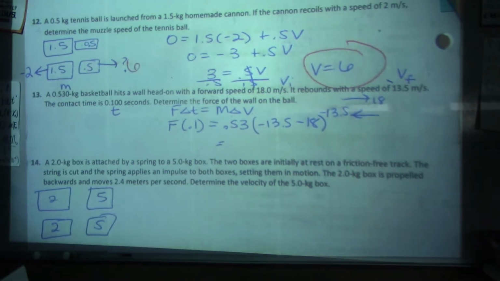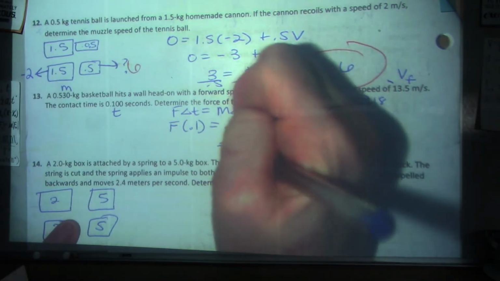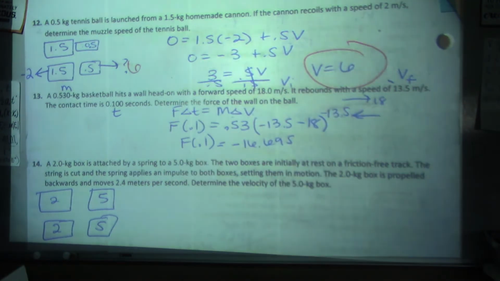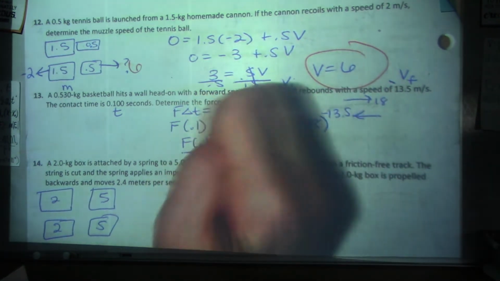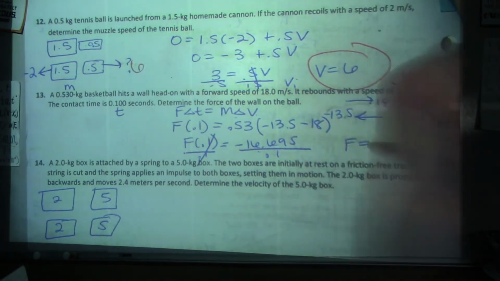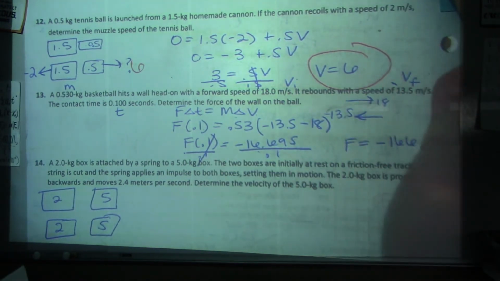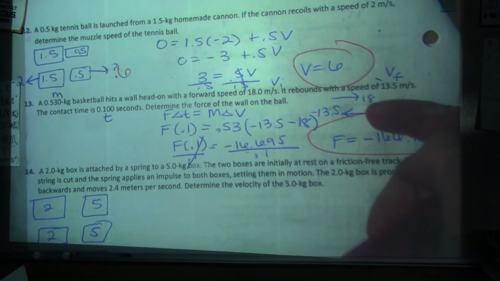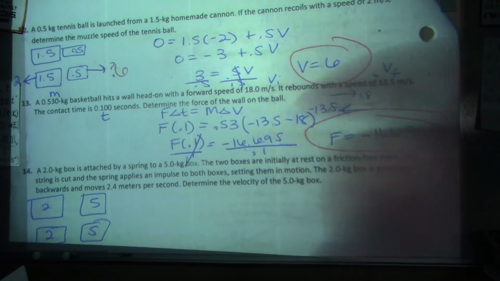On this side of the equation, let's flip it over. So on the right side, we would end up with negative 16.695. This side is still force times 0.1. To get F by itself, we divide 0.1 over. That crosses off, and that gives me a force of negative 166.95 newtons. And the negative just means the force would be directed in the negative direction, or to the left in this case.